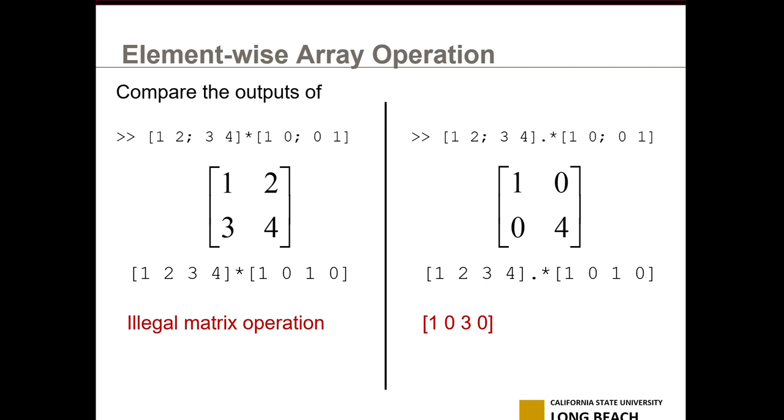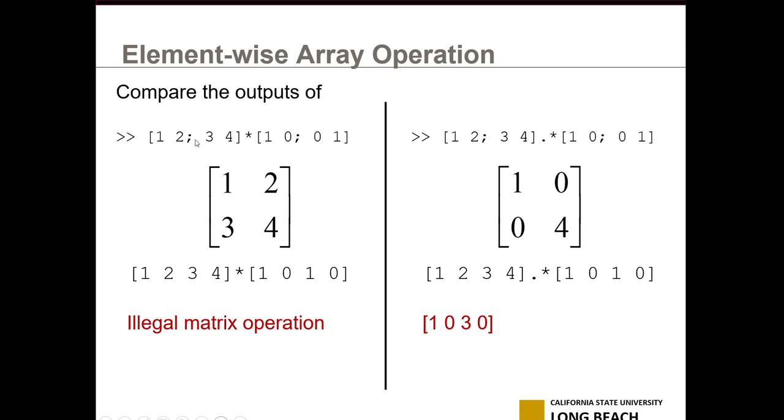So here's what element-wise array operation does. Let's look at the left side first. We have one matrix, 1, 2, 3, 4, so it's a 2 by 2, and then it's multiplied by 1, 0, 0, 1. And notice that 1, 0, 0, 1 is an identity matrix. So the result should be the same as the incoming matrix, which is just 1, 2, 3, 4.